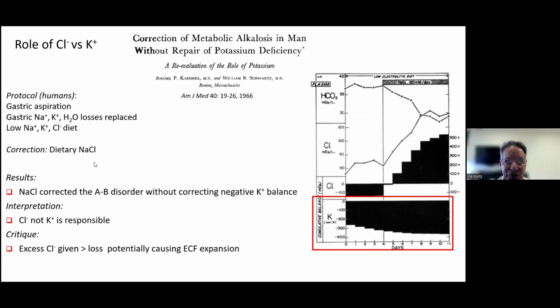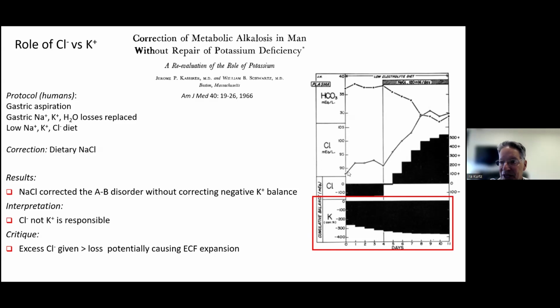So another paper was done in '66 looking at the effect of this without repairing the potassium. That was the idea. So what was done was to aspirate the stomach again, create a metabolic alkalosis. Here you can see the bicarb is 36, due to NG suction. And then they corrected the metabolic alkalosis with sodium chloride. And you can see giving sodium chloride, the bicarb corrected, but the potassium deficit still was present.